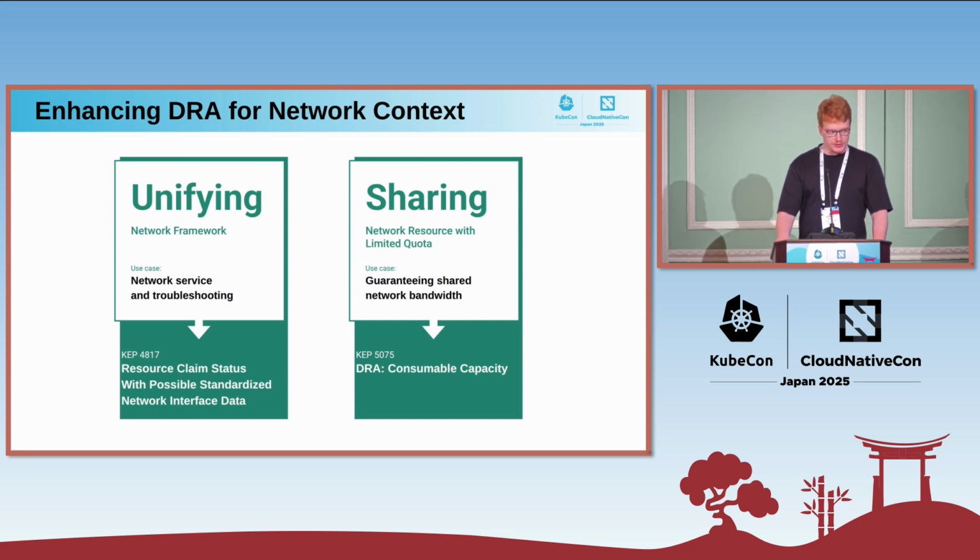So to achieve this goal for networking in DRA, with, for example, the CNI-DRA driver, two enhancements have been conducted. The first one is about unifying the network framework, gathering all the generic and common pieces and adding them to DRA. For example, the status of the network devices configured with DRA will probably have an IP address or multiple IP addresses. So that can be reused for network services, for example.